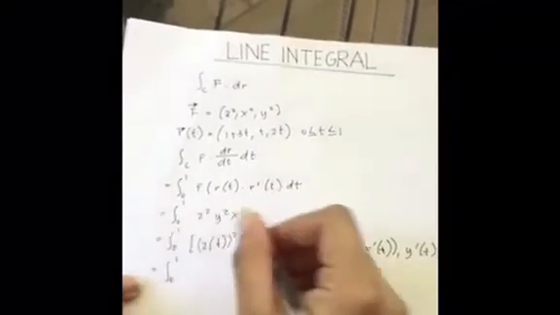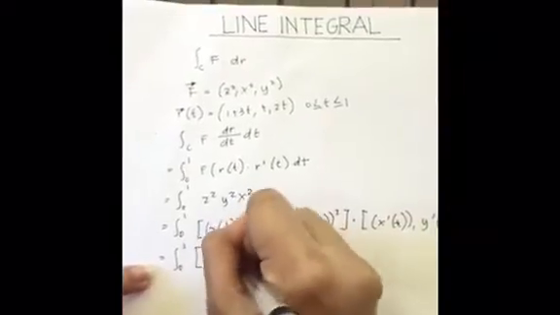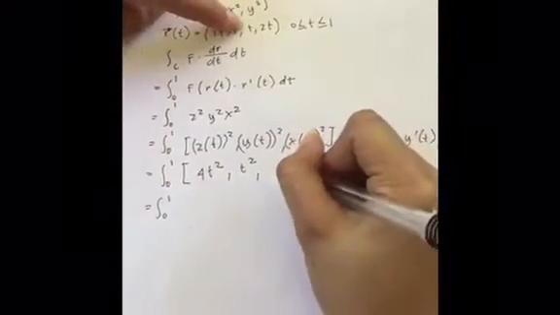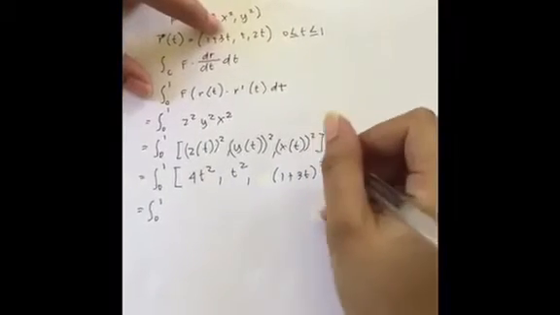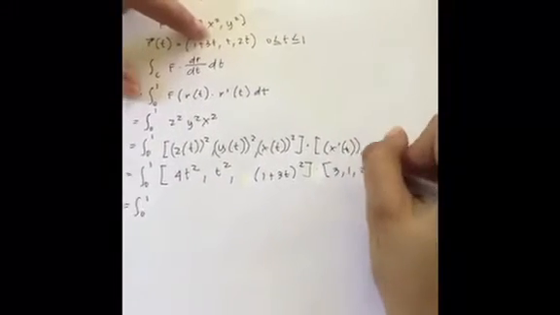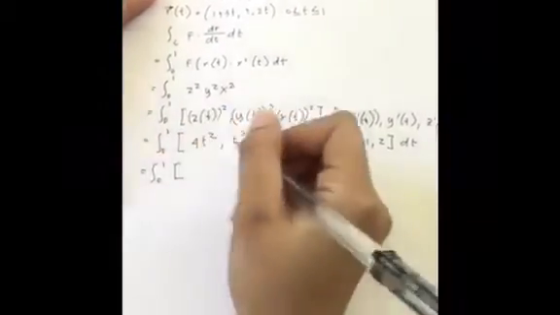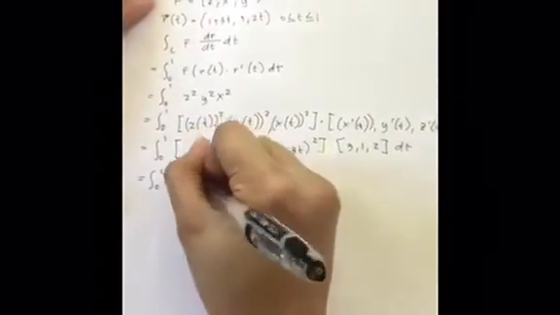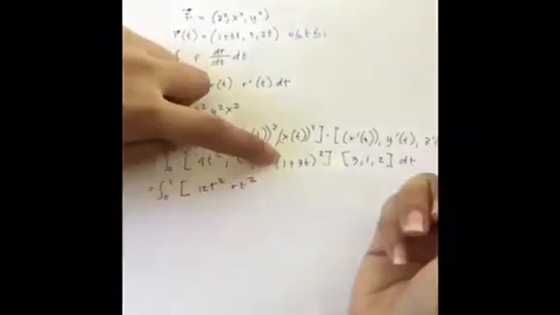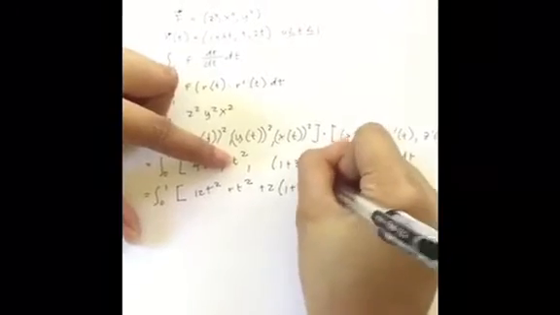The integral of 0 to 1: z is 2t, squared, so it will be 4t squared, times y is equal to t, so it is t squared. Then x is equal to 1 plus 3t, quantity squared, multiplied by 3, 1, and 2 dt. Then it is equal to the integral of 0 to 1 of 4 times 3 is 12t squared, then t squared times 1 is plus t squared, then 1 plus 3t quantity squared times 2 is equal to 2 times 1 plus 3t quantity squared dt.